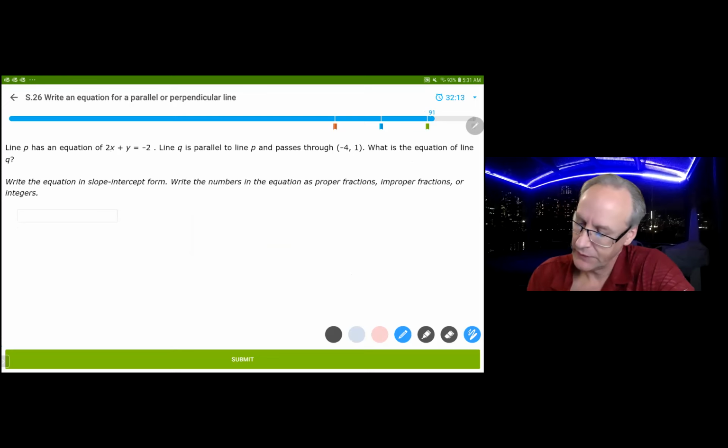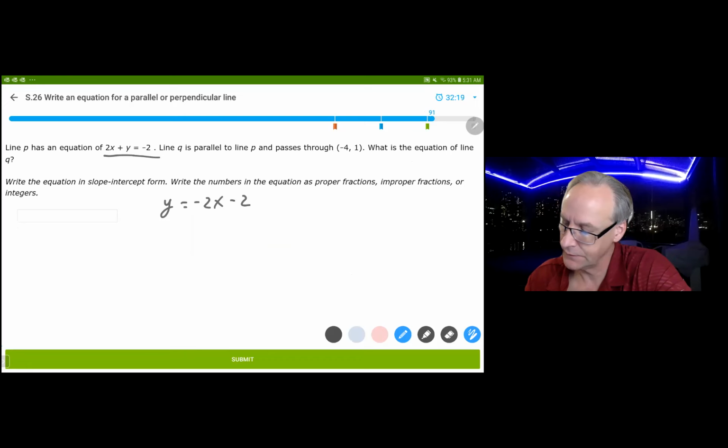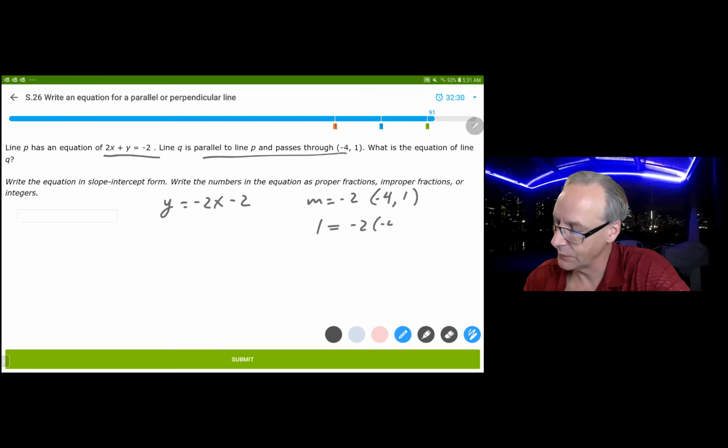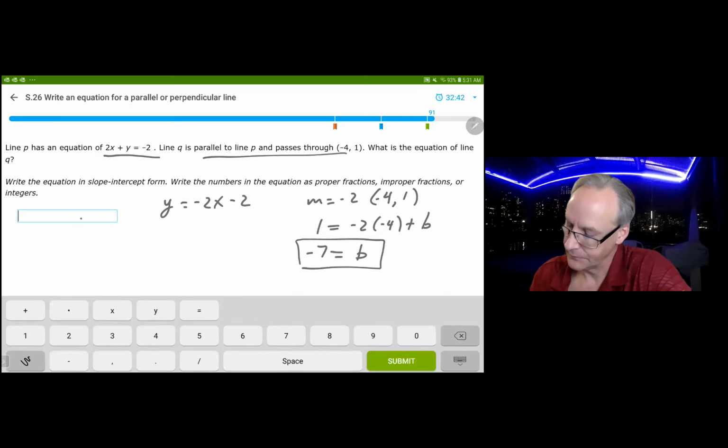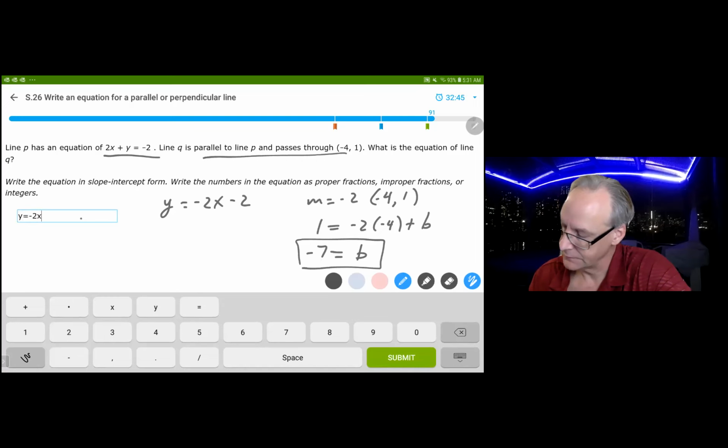All right. Point P has this equation, so we're going to solve it for y. We get y equals -2x minus 2. We want it to be parallel, so the slope is -2, and it goes through (-4, 1). So 1 is equal to -2 times -4 plus b. We're going to subtract the 8 from both sides because that's a positive 8. And b is equal to -7, isn't it? So we're almost done. y equals -2x minus 7. Looks like it's parallel, and I have a -7 for my b.